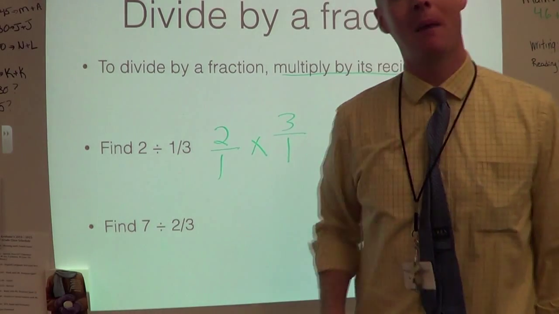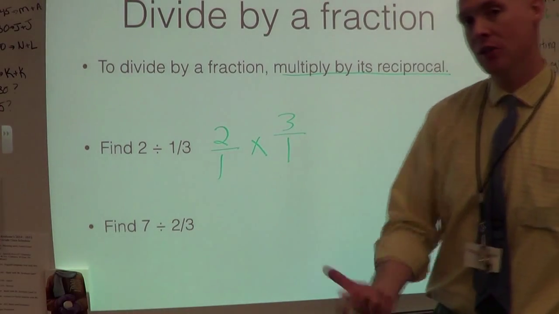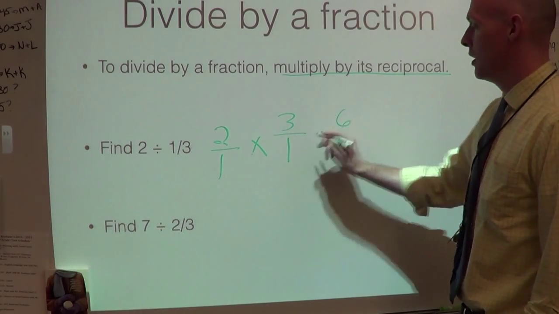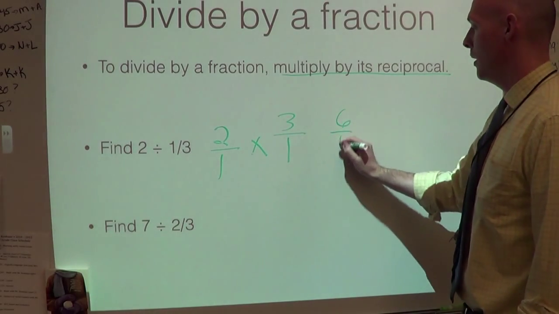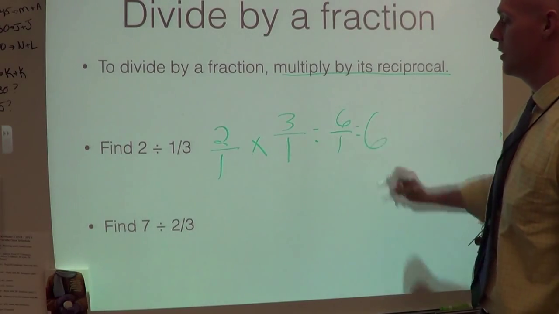This is something we're going to talk about in class a lot. So now we just multiply across just as if it's a regular multiplication problem. 2 times 3 is 6. 1 times 1 is 1. So we are at 6 over 1, which we know is just 6.